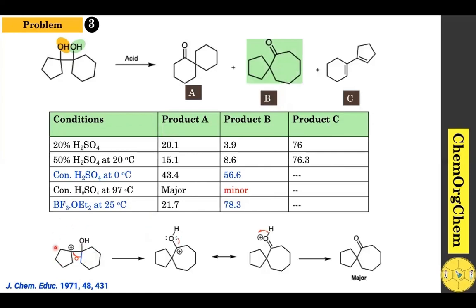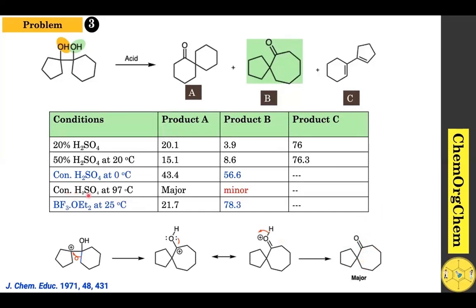Once you get the carbocation from the dehydration of this particular hydroxy group, you will get this carbocation center. After the carbon-carbon bond breaking, this carbon moves towards this carbocation center, so that ring expansion takes place, which generates this carbocation. Now this oxygen lone pair of electrons comes towards this carbocation center, which leads to this resonance form. Then removal of H plus leads to the major 7-membered ring spiroketone product.